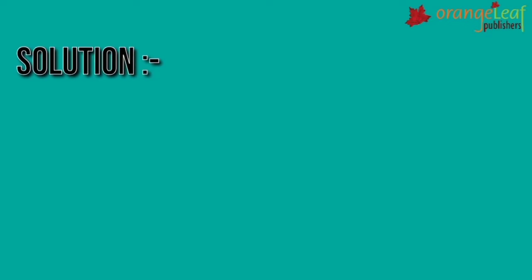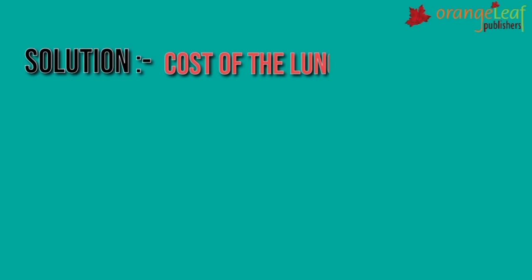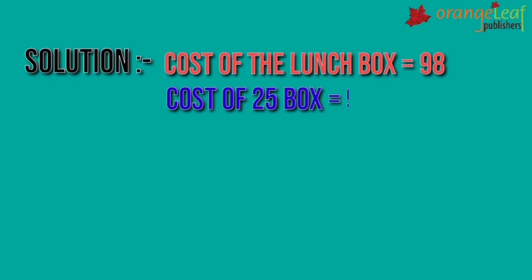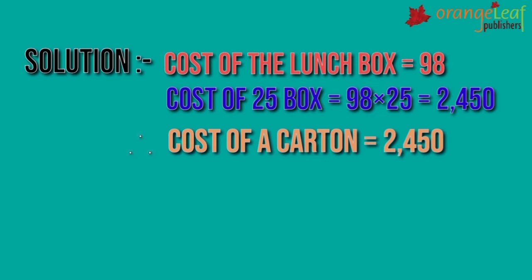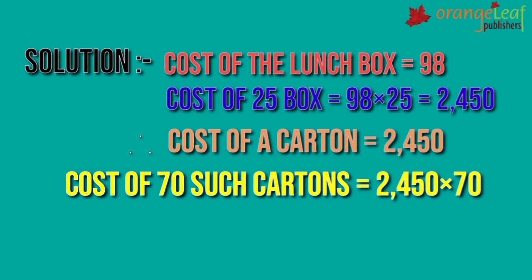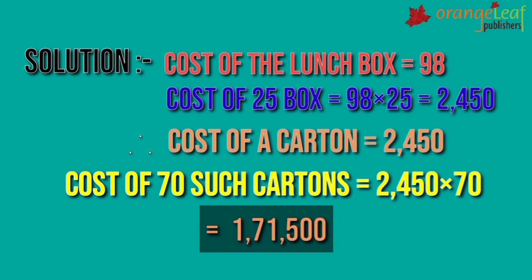Here is the solution. The cost of the lunchbox is 98 rupees. Cost of 25 such boxes is equal to 98 into 25. That is equal to 2,450. Therefore, the cost of a carton is 2,450. Cost of 70 such cartons is equal to 2,450 into 70, which will be equal to 1,71,500.